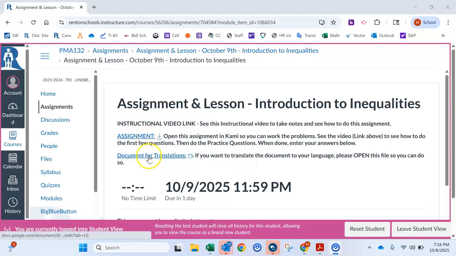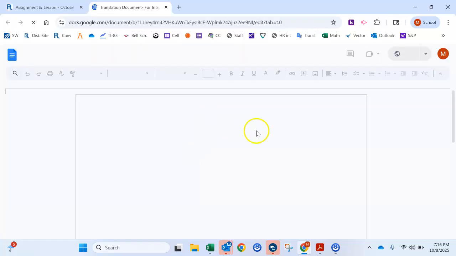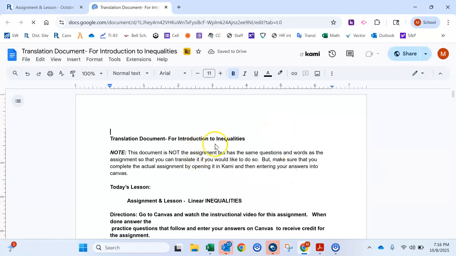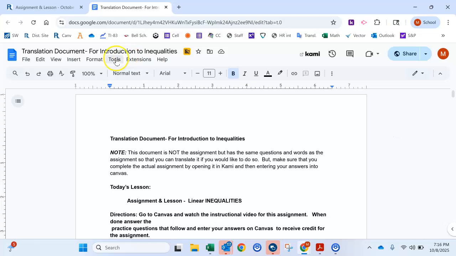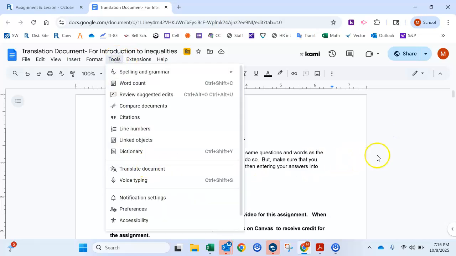Okay, here's the assignment, but if you need translations, please go ahead and open this one up. It not only has the translations, but it also has information. But remember, to make a translation, go to File, make a copy, and then after you make a copy, you can go here and do translate, okay?